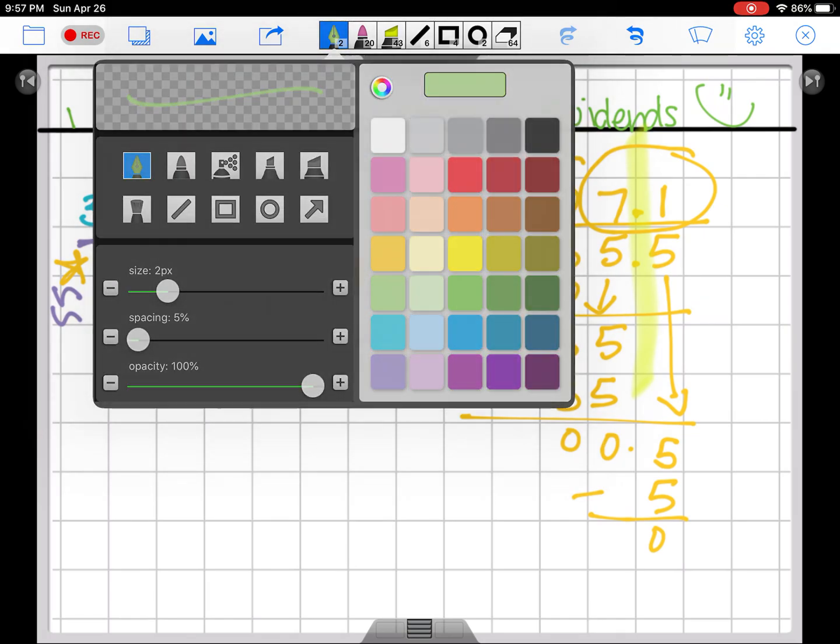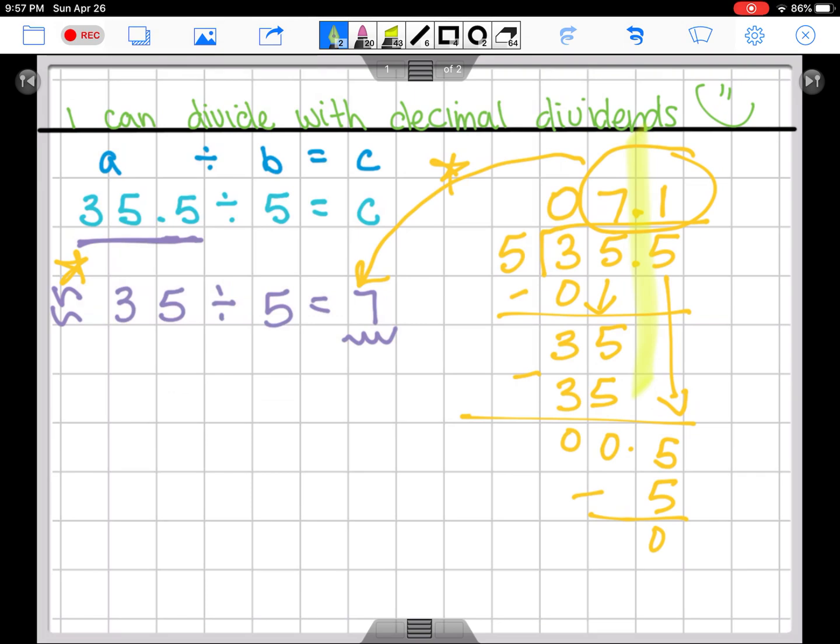However, if we would also like to check our work using multiplication, a quick reminder of how to do that. Here we have A divided by B equals C. When we want to check our work, we need to do C times B equals A. We're just literally going in the opposite direction. So C right here was 7 and 1/10. And here's B and A. So we are going to take 7 and 1/10 multiplied by 5 should equal 35 and a half.